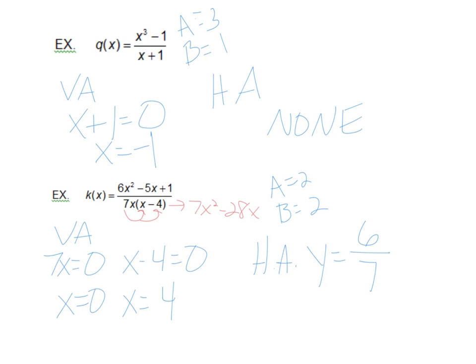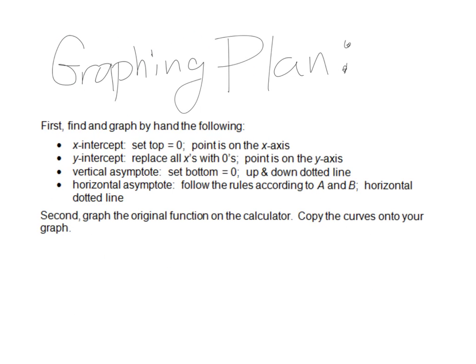Now, let's put all of the things together and draw a complete graph. This is the plan we're going to use. Your book might have something a little bit different, but I would like you to follow these exact steps. First, completely by hand, we're going to do these first steps, everything we just went over. The x-intercept, set the top equal to 0, draw that point on the x-axis. Y-intercept, replace all x's with zeros, draw the y-intercept on the y-axis.